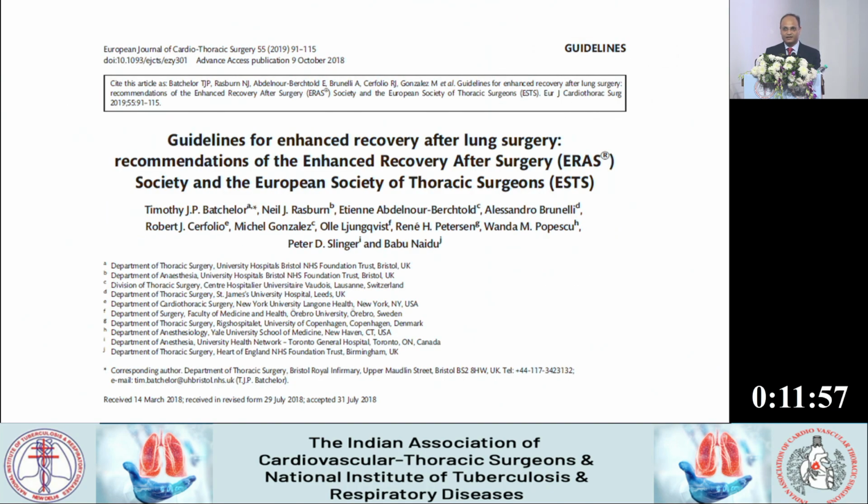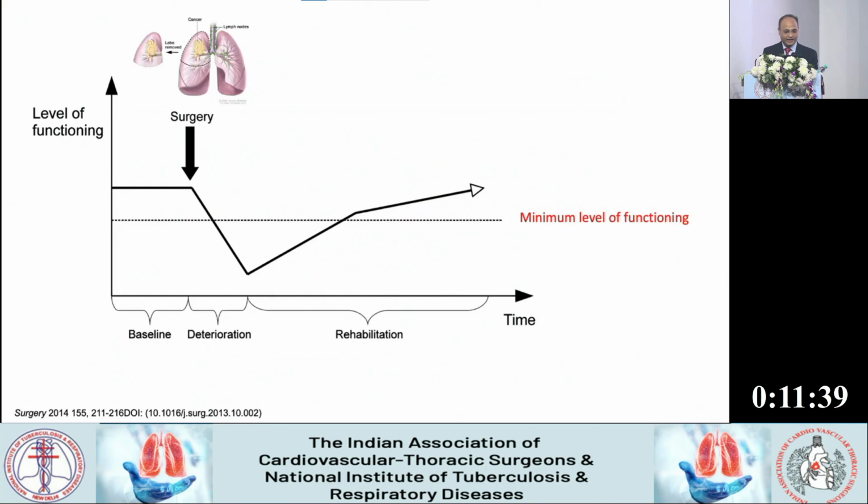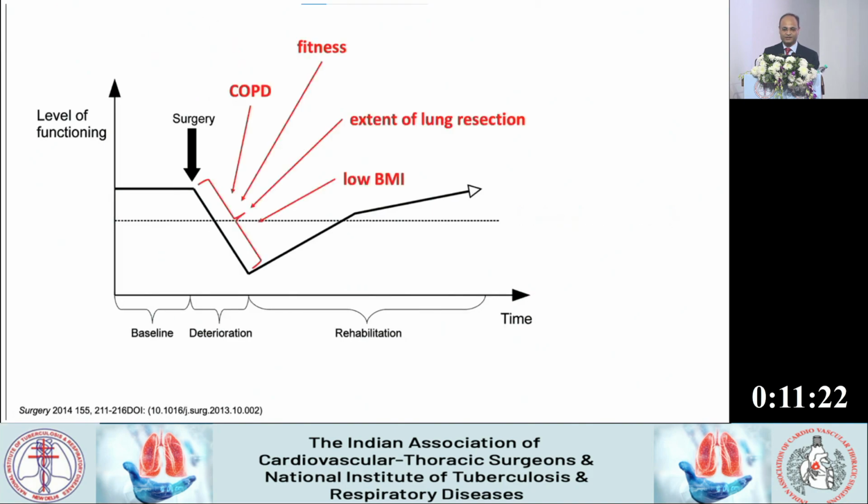This is basically the most extensive and most exhaustive paper which has given guidelines for ERAS, by the ERAS Society and the European Society of Thoracic Surgeons. I have taken most of the slides from the primary author, Tim Batchelor. So basically, after any surgical impact, there is a decrease in the level of functioning. There is an early deterioration in the functioning of the patient, followed by the recovery. As time progresses, the patient reaches the minimum level of function and is subsequently discharged.